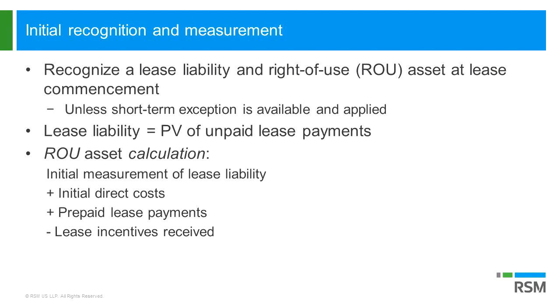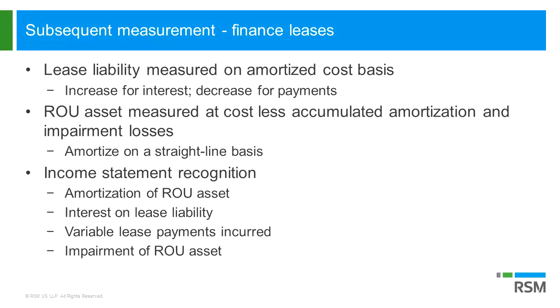The initial right of use asset will begin with the balance of the liability and be adjusted for any initial direct cost capitalized by the lessee, which will be an add, any payments made before commencement, which will also be an add, and lease incentives received as a subtraction to get to your right of use asset.